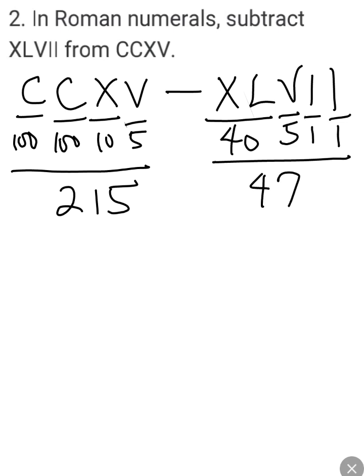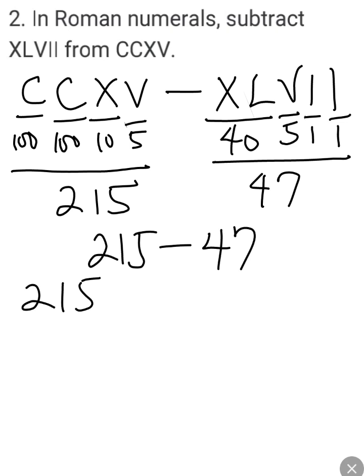And so we'll now go ahead to do 215 minus 47. And so when we arrange it, it will now be 215 minus 47. And so it will now be 7 away from 5 cannot. We'll borrow 1 from the next figure and carry it as 10. Since we are working with decimal numbers, that's base 10. So it will now be 15. 7 away from 15 is 8.